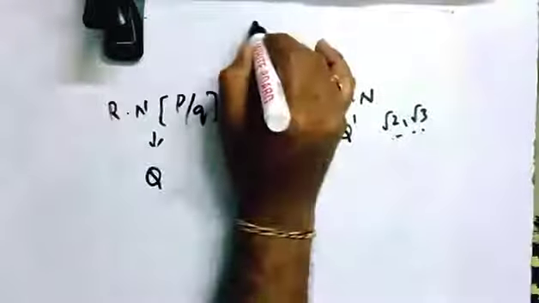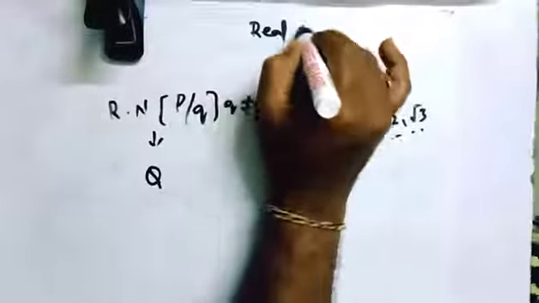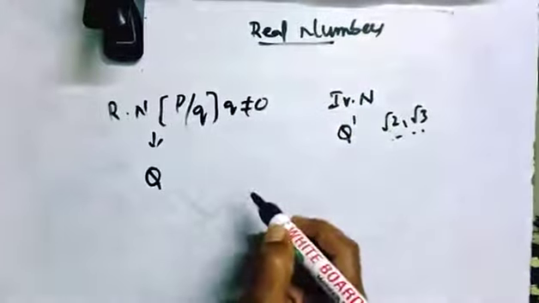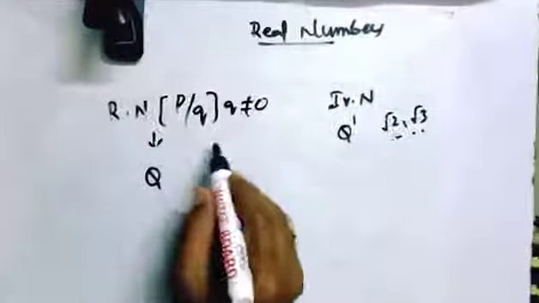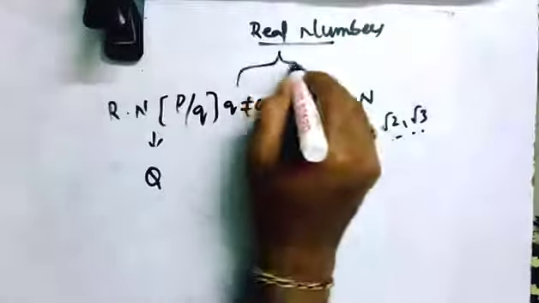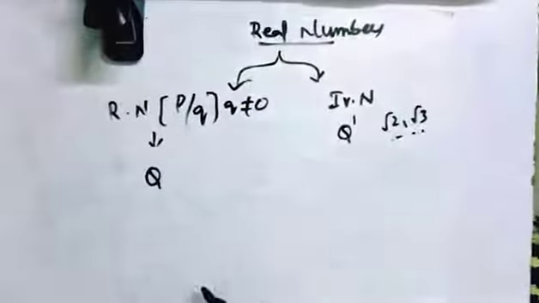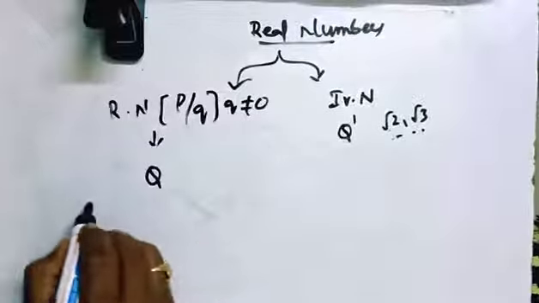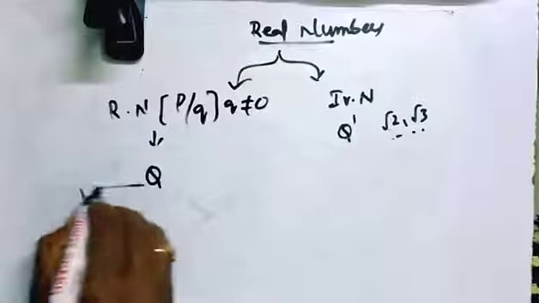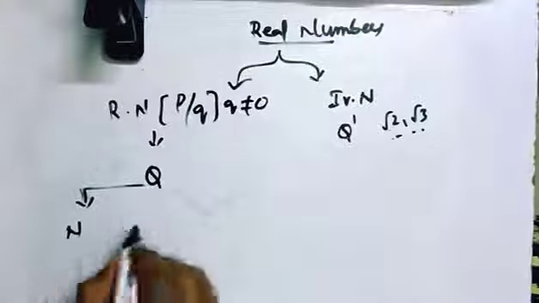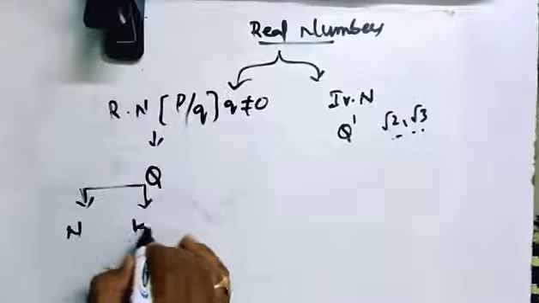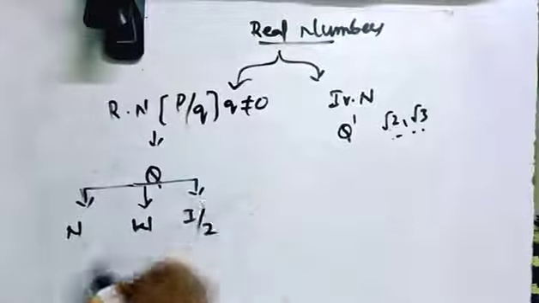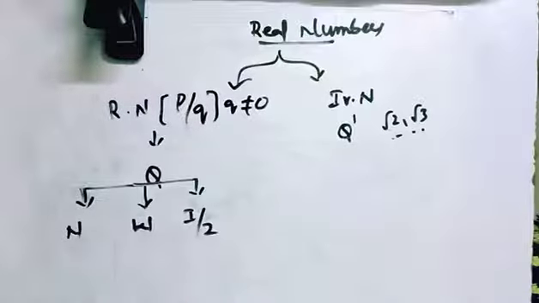Now what are real numbers? The collection of all rational and irrational numbers is called the real numbers. And as I explained, all natural numbers come under rational numbers, whole numbers come under rational numbers, and all integers too. So these are all part of the rational numbers.